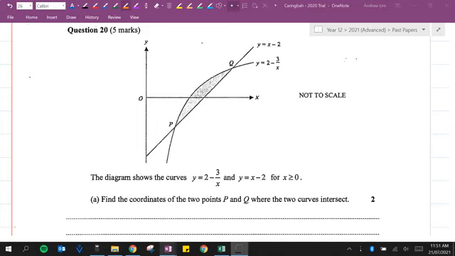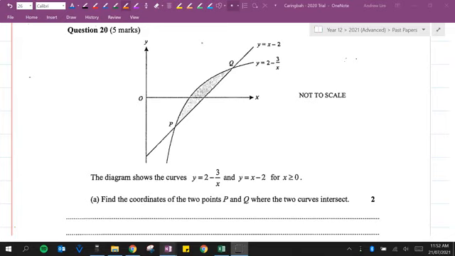We're going to be looking at question 20 from the Caringbah 2020 trial. The diagram shows the curves y equals 2 minus 3 on x and y equals x minus 2 for x greater than or equal to 0. Find the coordinates of the 2 points P and Q where the two curves intersect.